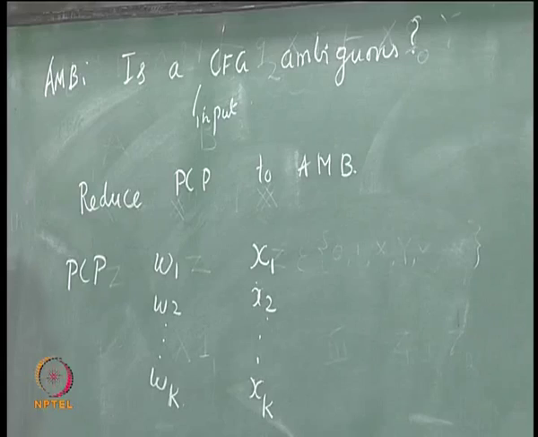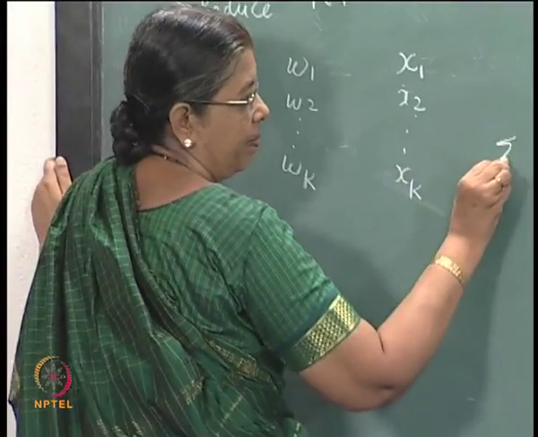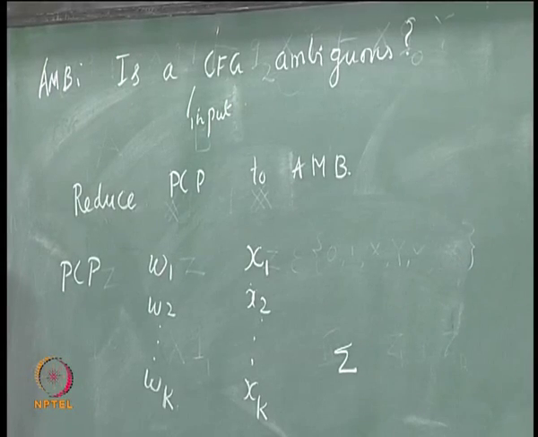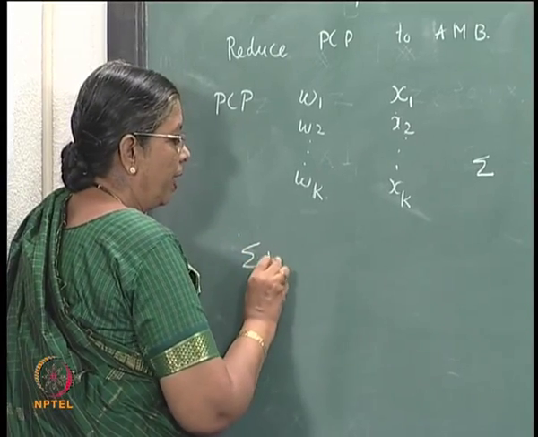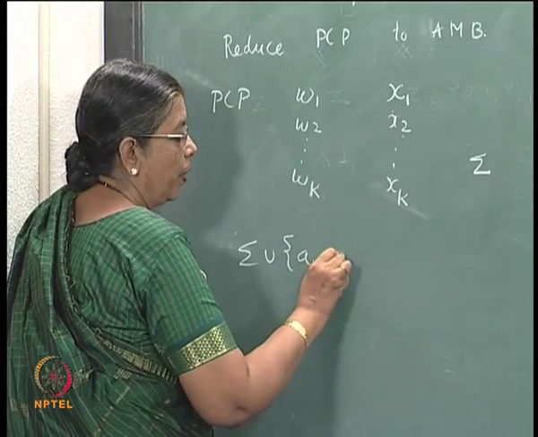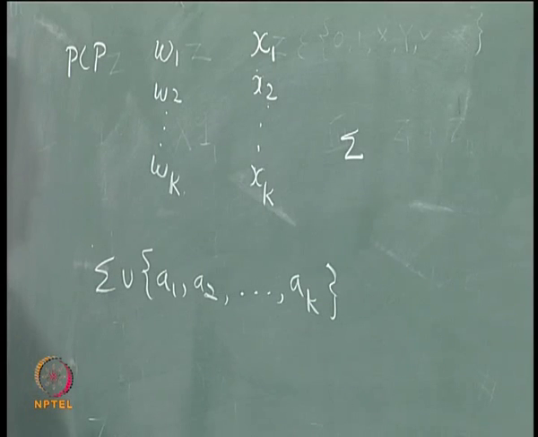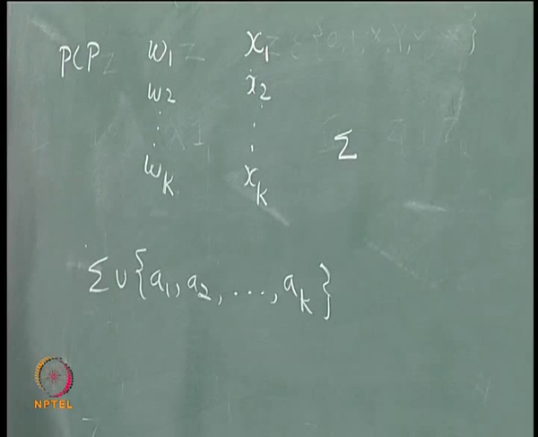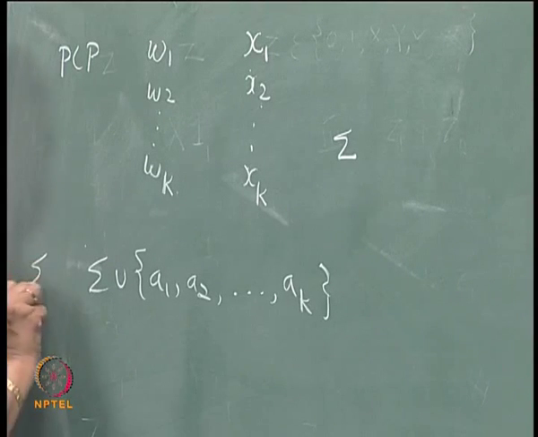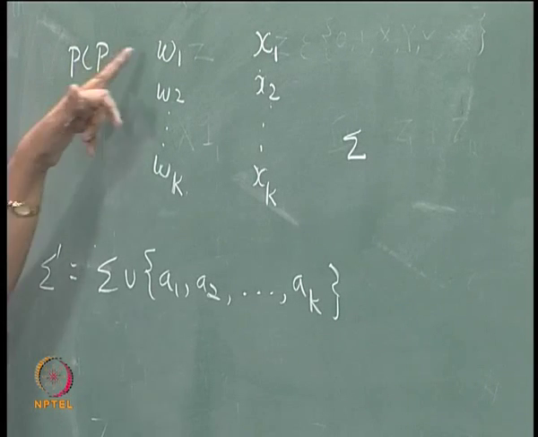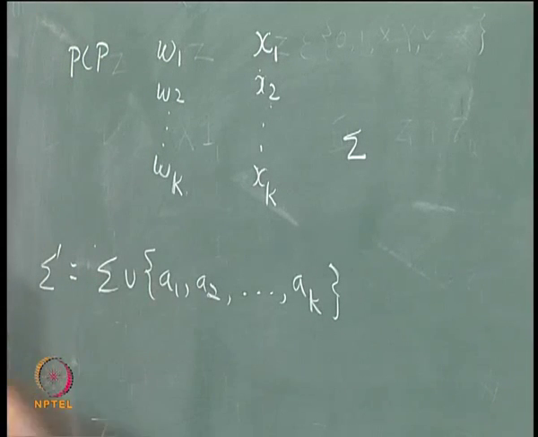Now, you construct a language. All these strings are over an alphabet sigma. Now, consider an alphabet sigma union A1, A2, ..., AK, which are new symbols. They are not in sigma, some new symbols you have added. This alphabet sigma dash is equal to sigma union A1, A2, ..., AK. Corresponding to these K strings, you have K symbols A1, A2, ..., AK.